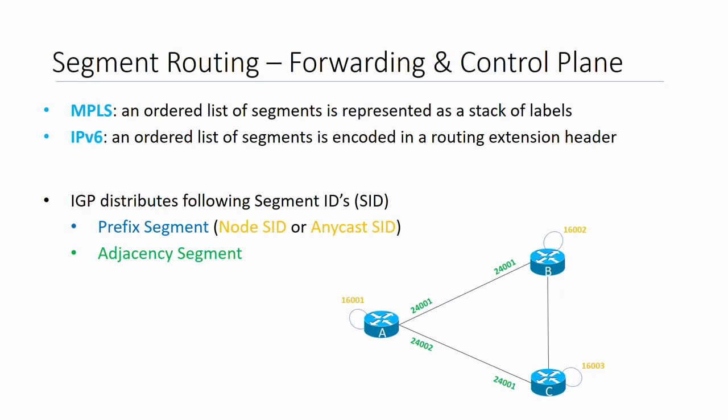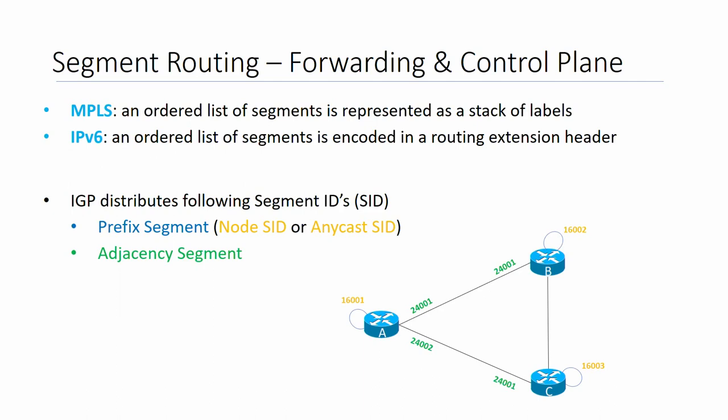We mentioned segment IDs, right, are distributed by the IGP itself. Now, what are some of the segment IDs possible or available? The IGP-based segment IDs are prefix segment ID, or node SID or anycast SID, and adjacency segment ID. Now, if you look at the topology, we have three routers, right, A, B, and C. So the prefix segment ID is something that identifies the router itself. Imagine it as a loopback interface where you have an IP address that identifies that node in your network domain, right? So in that case, you will assign a prefix segment ID, meaning a label, for that loopback interface. And this label now, or that SID, is unique, or it should be unique, actually.